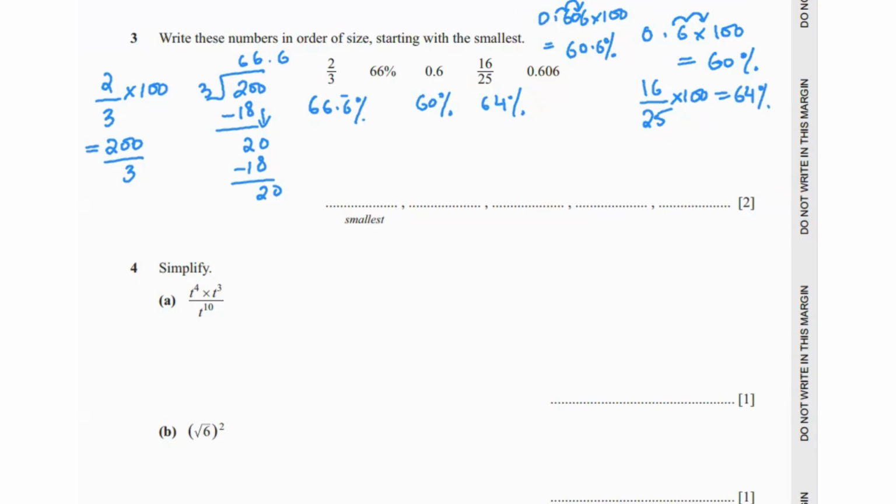Okay, now that we converted all of the numbers into percentages, now we see which one is the smallest. So it's quite evident that 0.6, which equals 60%, that's the smallest. So 0.6 comes first. Then we have 60.6%, so 0.606. Then after that, we have 64%, so that's 16/25. Then we have 66%. And lastly, 2/3. So remember, always convert them into the same format, either decimals, fractions, or percentages, and then compare them. Don't start comparing them in the format that they've already given, especially if it's a different format.